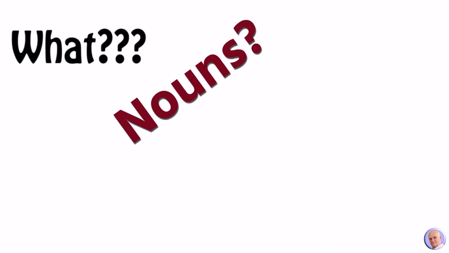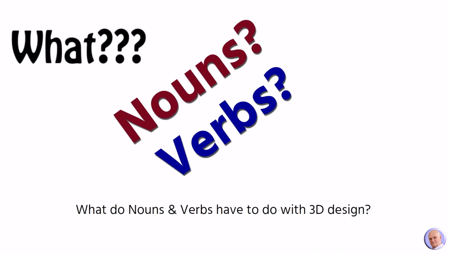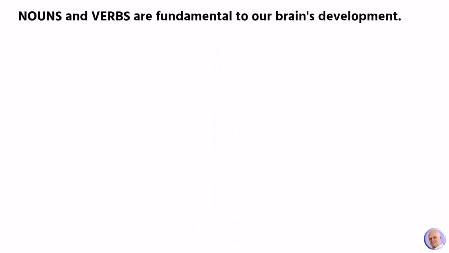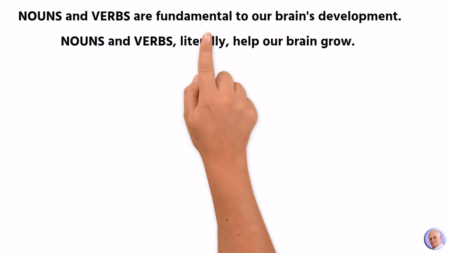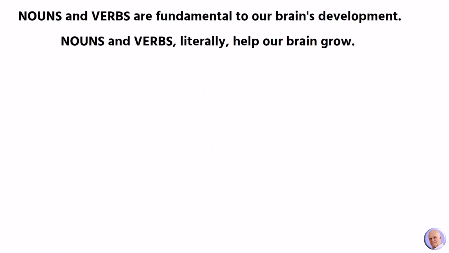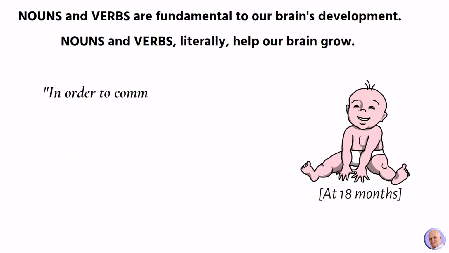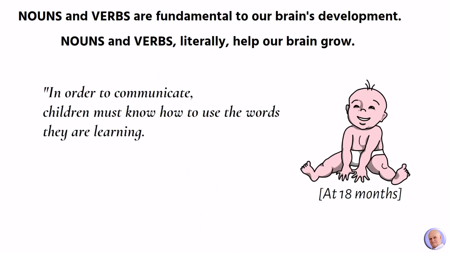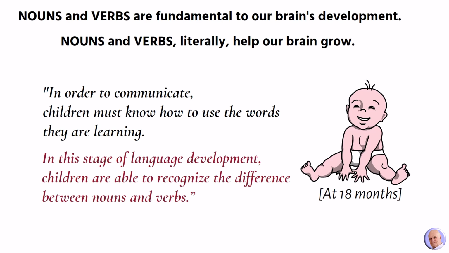What? Nouns and verbs? What do nouns and verbs have to do with 3D design? Nouns and verbs are fundamental to our brain's development. Nouns and verbs literally help our brain grow. At 18 months, in order to communicate, children must know how to use the words they are learning. In this stage of language development, children are able to recognize the difference between nouns and verbs.